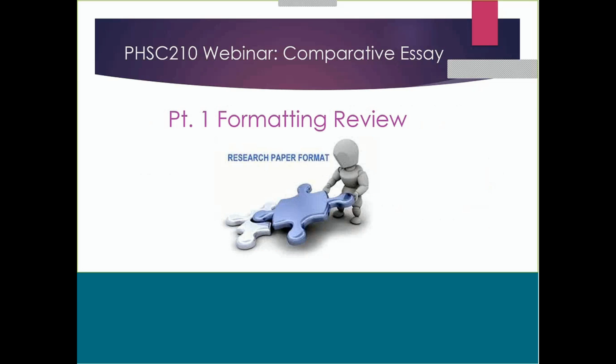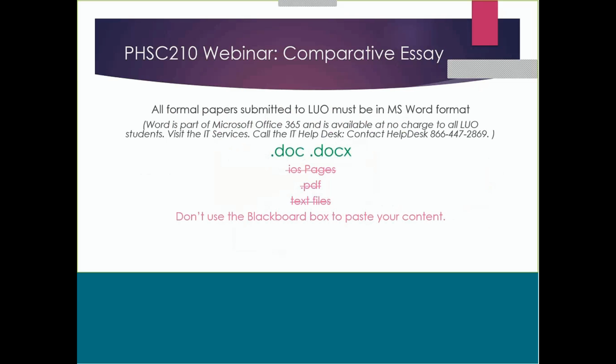Okay, so part 1, the first of 4 parts this evening, let's talk a little bit about formatting. I don't need to get into this too much because there's a presentation in this week's reading and study folder that addresses this. But first and foremost, all formal papers submitted to LUO must be in Microsoft Word format. Now, the latest version of Word is part of Microsoft Office 365. Office 365 is available at no charge to all LUO students.